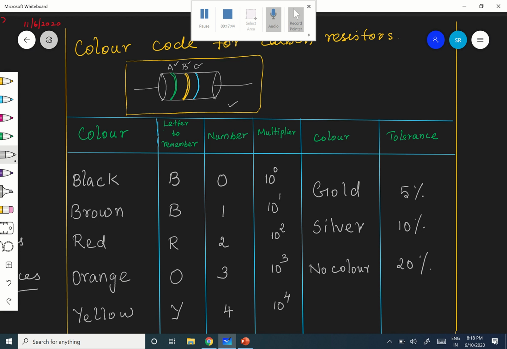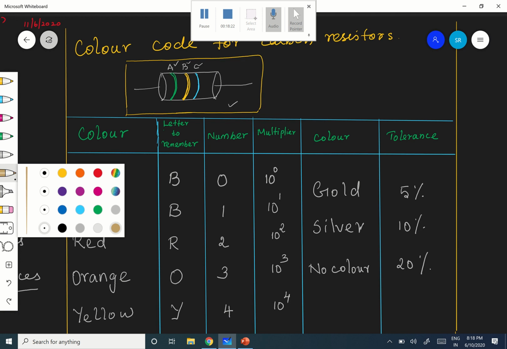What do you mean by multiplier? The number of zeros that will follow after the first two significant figures. So A is the first significant figure of the resistance in ohms, B is the second significant figure, right? But C is how many zeros to be followed by A and B. After writing A, B, the significant figures, how many zeros to be followed? Then there will be one more color, the fourth one. Let me write here.